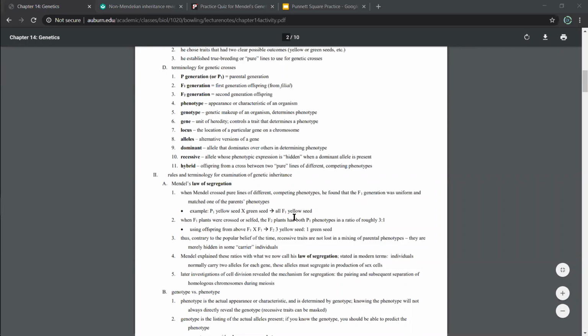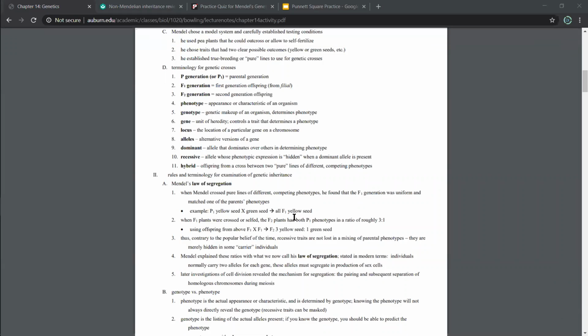So the genotype is made up of what we call genes. Genes are the unit of heredity, and they control the traits that determine the phenotype. So if you have the genes for blue eyes, then your genotype will be the genes that code for blue eyes, and your phenotype will be blue eyes.